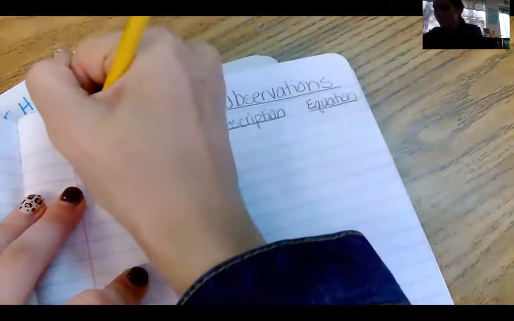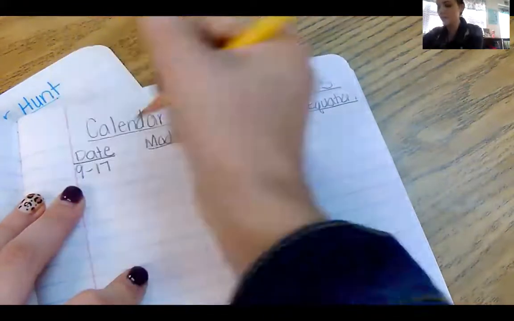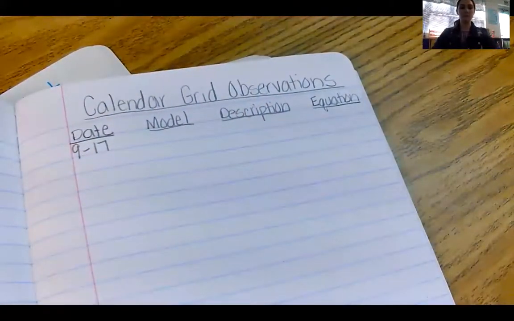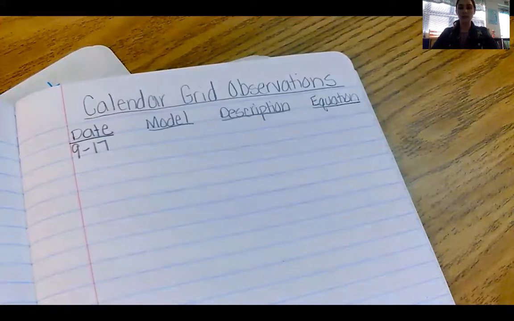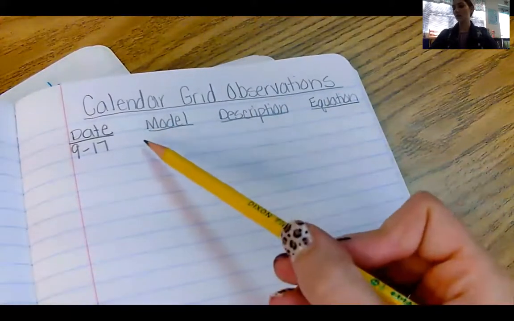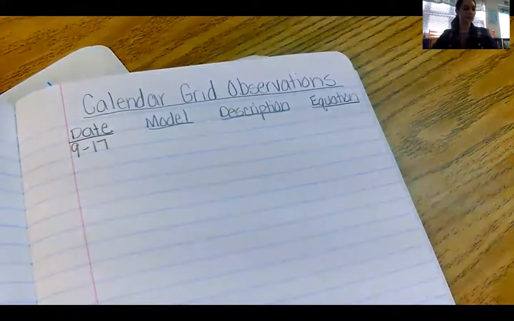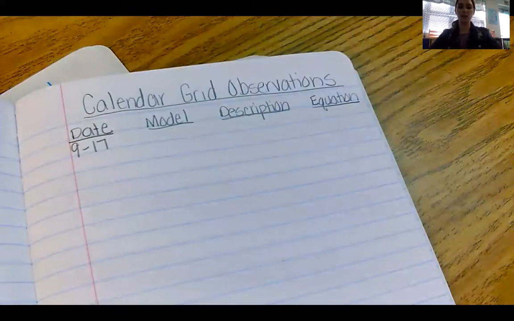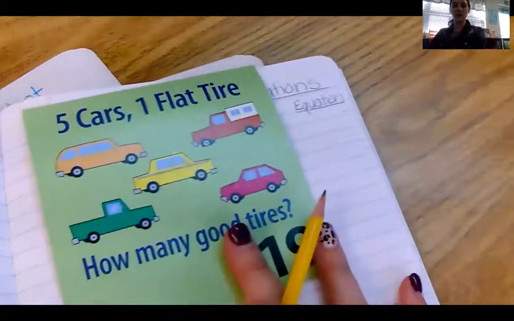So I'm going to write 9-17 for my date. Then we start talking about patterns, and so what I'd like you to do is write what model you think today's picture or ratio table or whatever it's going to be, calendar marker. Go ahead and write what you think it's going to be under the model. Okay, if you wrote picture, you are right.